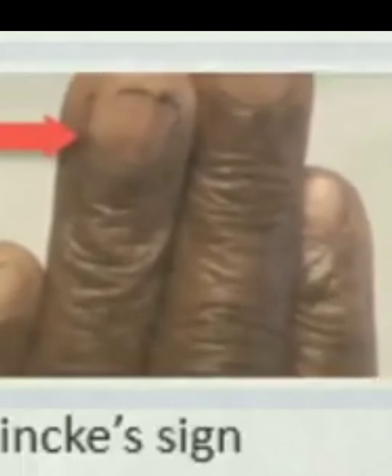Now if you get a video like this with the arrow on the nail bed as you see here, and you see the pulsations of the capillaries in the nail bed, then what sign is it called? It is called the Quincke sign.